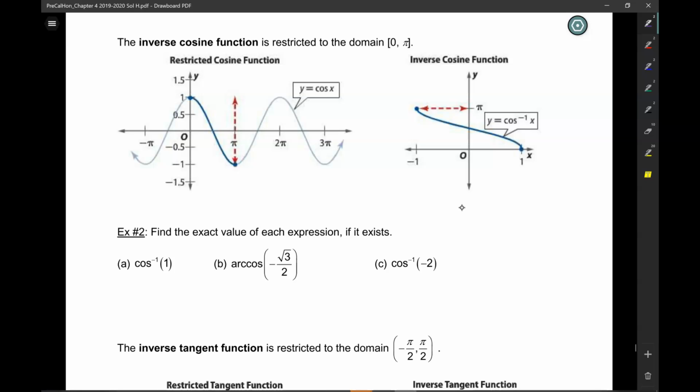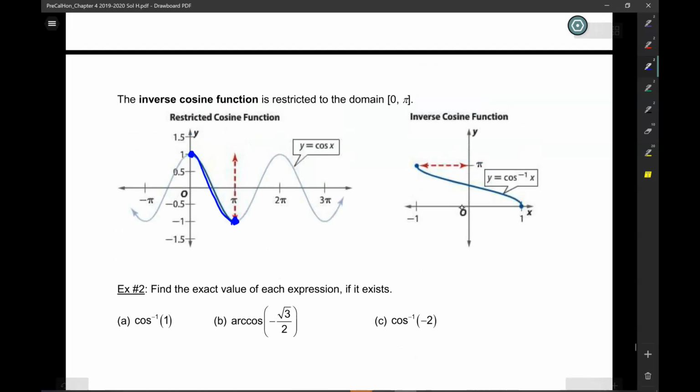Cosine. With cosine, we have to do the same thing because cosine has no hope of ever passing the horizontal line test. So we also have to restrict its domain. We can either do this part or this part or this part. It's easiest if we go from the closest to the origin. And why go in the negative regions when we can go in the positive region? So we take the part 0 to pi. So now my domain is going to go from 0 to pi.